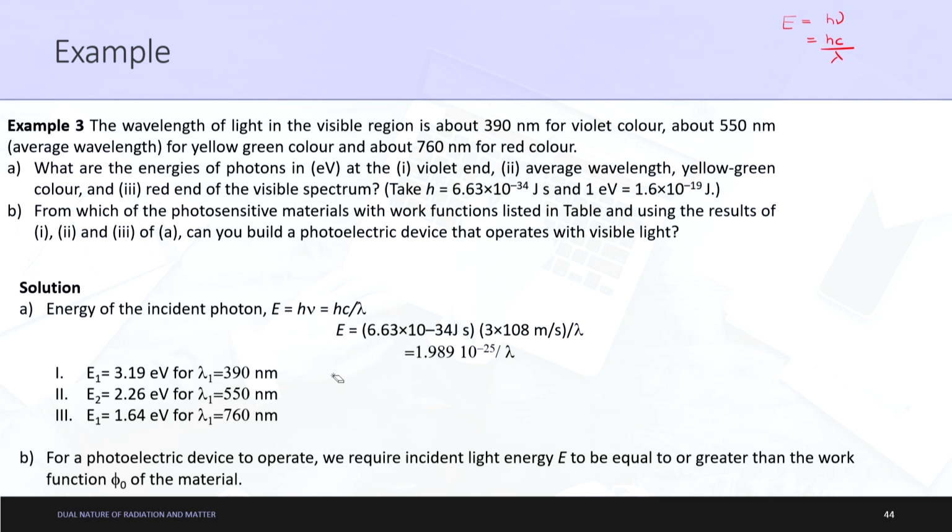Next is for a photoelectric device to operate. Let us read the second question now. From which of the photosensitive materials with work functions listed in the table, and using the results of 1, 2, 3 of A, can you build a photoelectric device that operates with visible light?